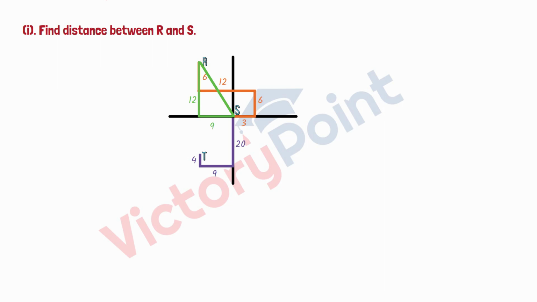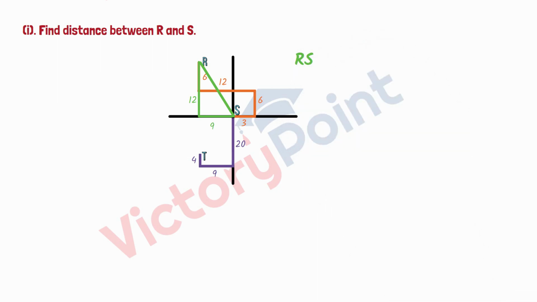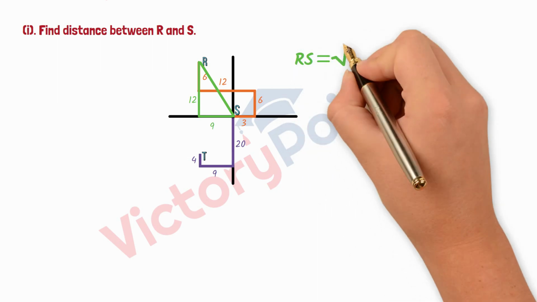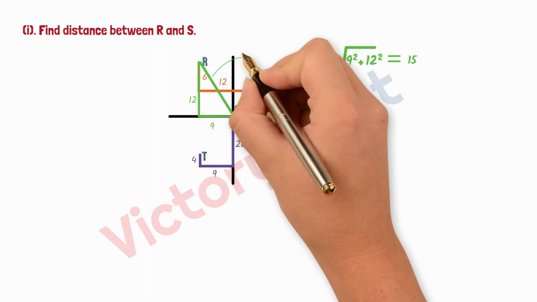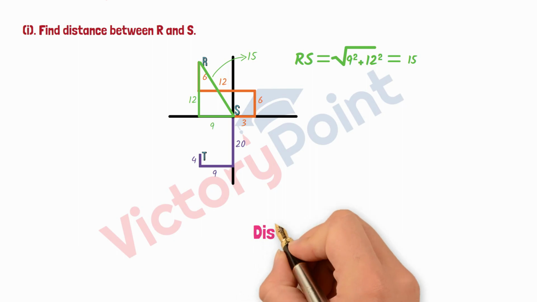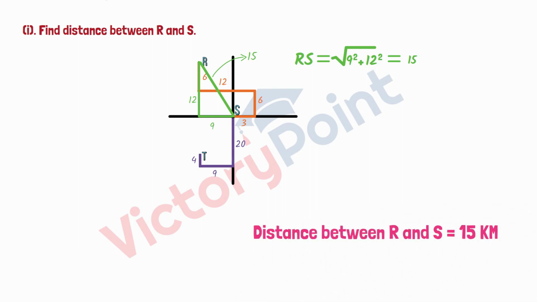Now we have a right angled triangle whose perpendicular length is 12, base length is 9 and we have to find the length of the hypotenuse. So RS is equal to, applying the Pythagoras theorem here, under root of 9 square plus 12 square. So the length of RS is 15. So the distance between point R and S is 15 kilometers.